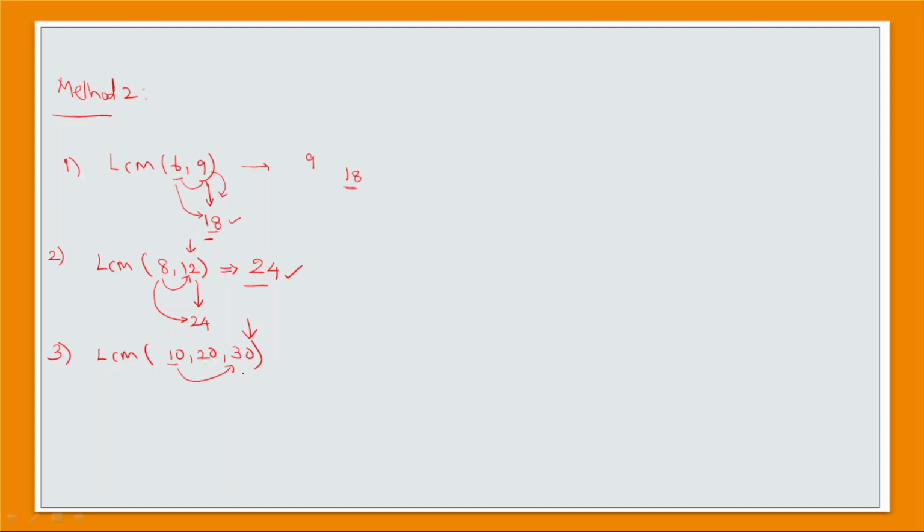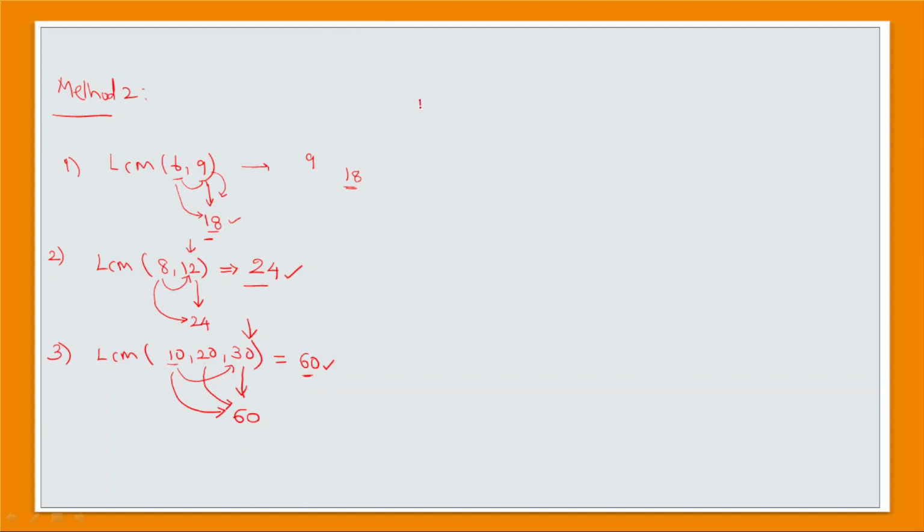So for that, what we need to do is take the double of the highest number. The double of the highest number will be 60. Now we can say that 10 divides 60 and 20 also divides 60. So directly the LCM of 10 comma 20 comma 30 will be 60. I hope this point is clear. So this is method 2, and let us go for method 3.